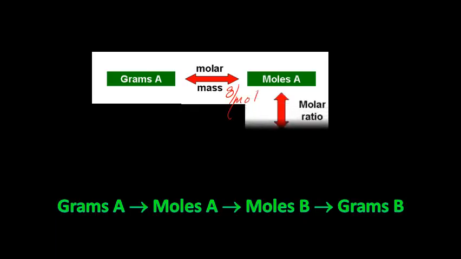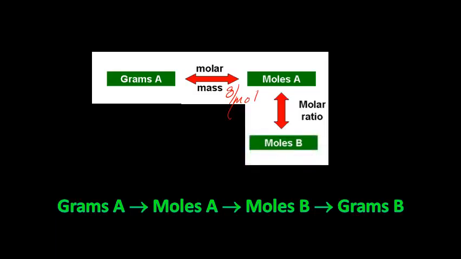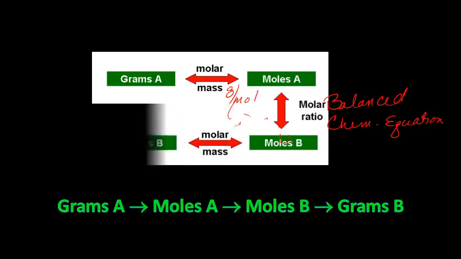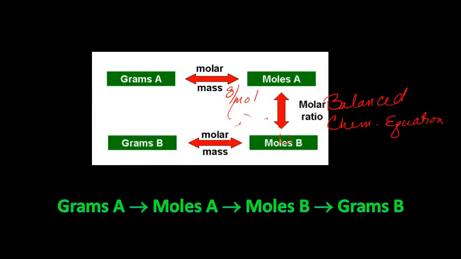Once we have moles of A, then we can use the molar ratio from the balanced chemical equation. So I'm going to put that in there. The balanced, remember it has to be balanced, chemical equation. Once you have moles of B, then once again, you can use the molar mass to get back to grams of B. That's all there is to these problems.